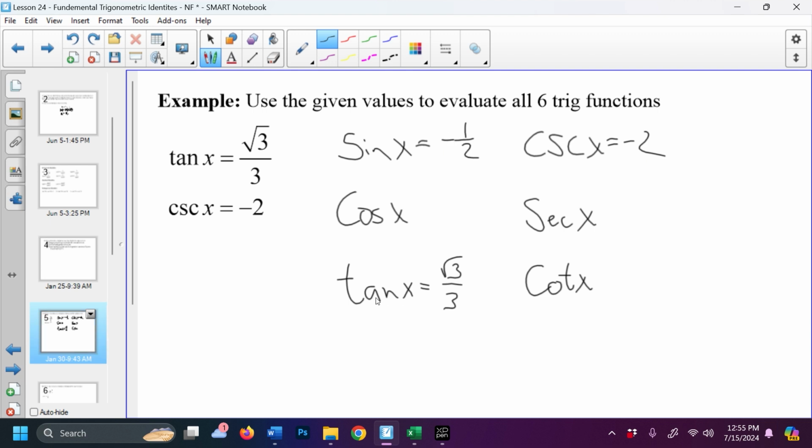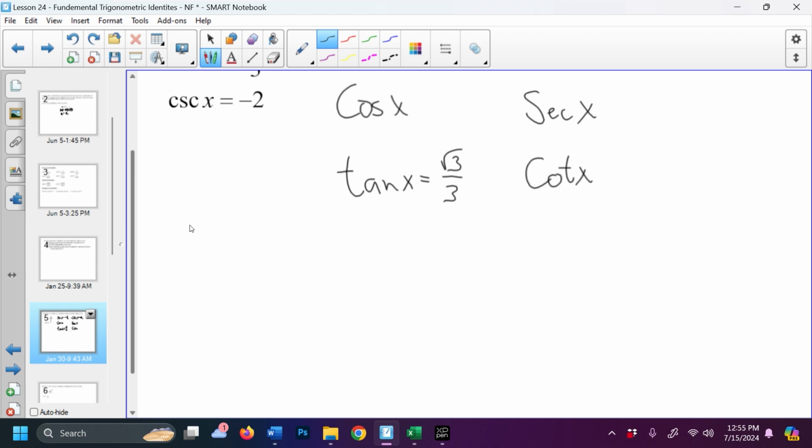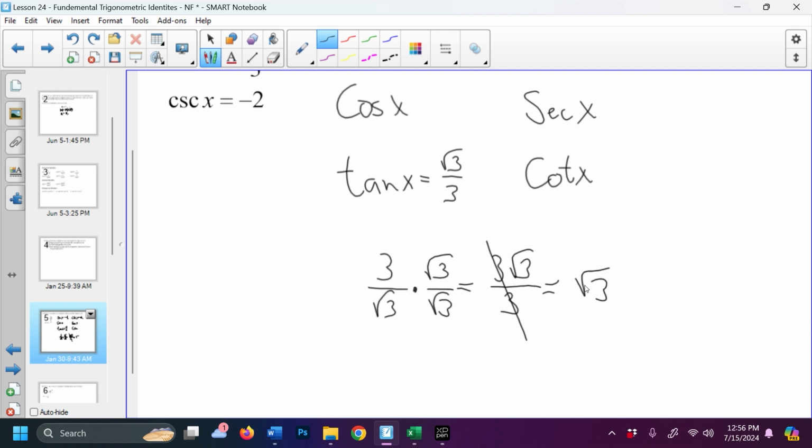And then the reciprocal of tangent, the reciprocal of square root of 3 over 3, let me pull this down and do a little work. The reciprocal of square root of 3 over 3 is 3 over the square root of 3. Now we can't leave that square root in the bottom, so we'll multiply by the funky 1, square root of 3 over square root of 3. That will give us 3 square root of 3 over 3. And those 3s cancel, leaving us just the square root of 3. So I'll put that right there.